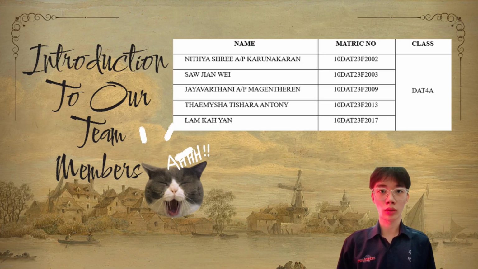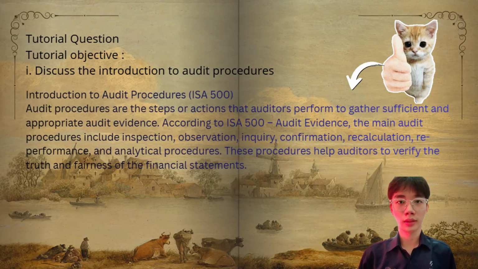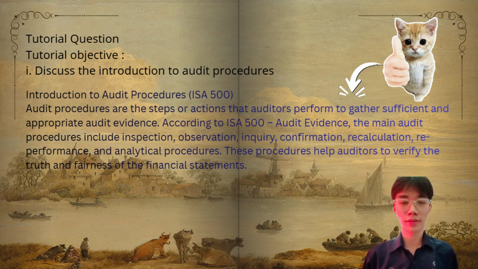Today I'm going to talk about the tutorial exercise. For the first question, discuss the introduction to audit procedures, ISA 500.